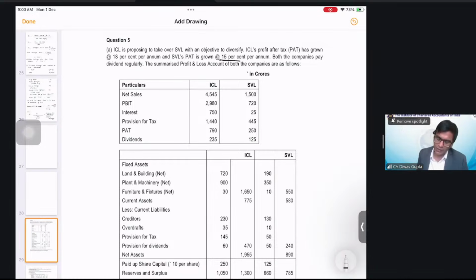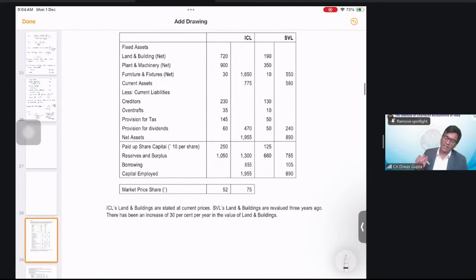The summarized profit and loss account of both the companies are as follows: ICL and SVL, net sales, PBT, interest, provision for tax, PAT, and dividends. Similarly, for SVL, they have given us this information. They've also given us the balance sheet below: fixed assets, land and building, plant and machinery, furniture, current assets, less current liabilities. They have creditors, OD, provision, and provision for dividends, and net assets. Paid up share capital is this much, reserves and surplus, borrowings, and capital employed. Okay, and the market price per share is also given as 52 and 75.